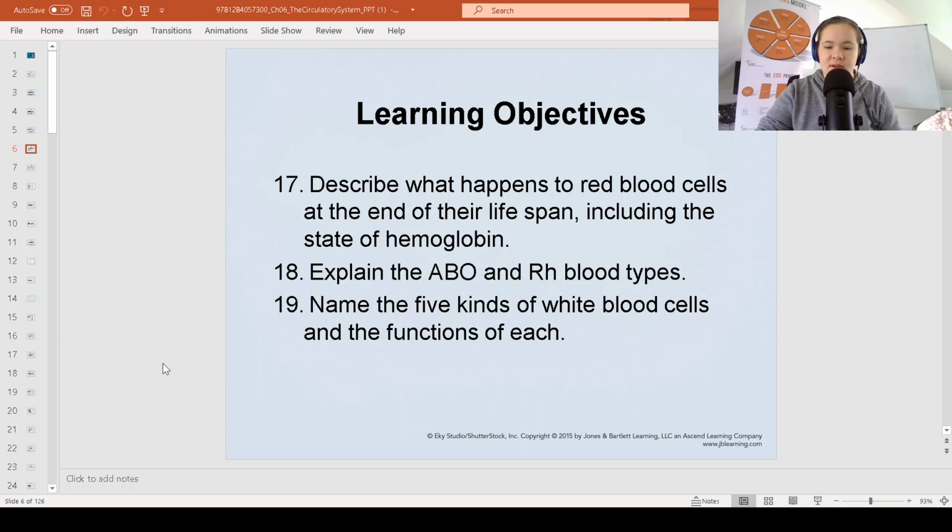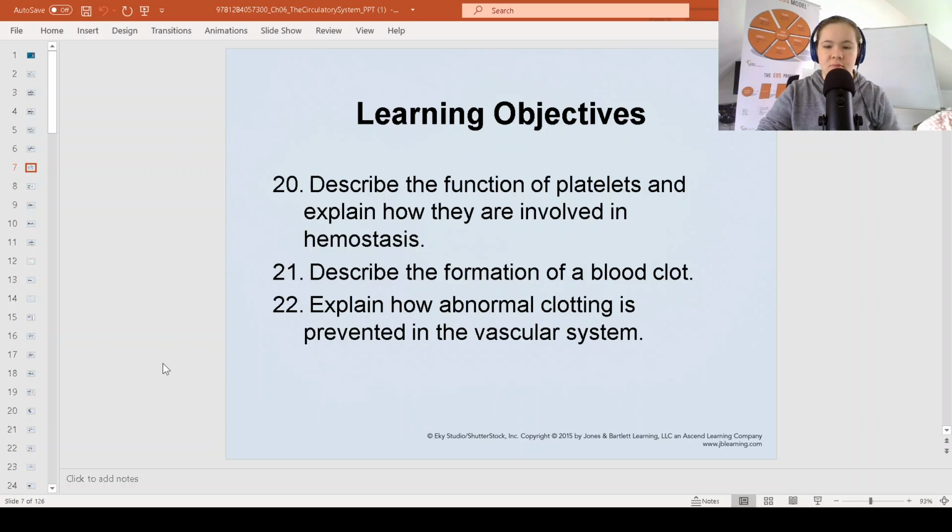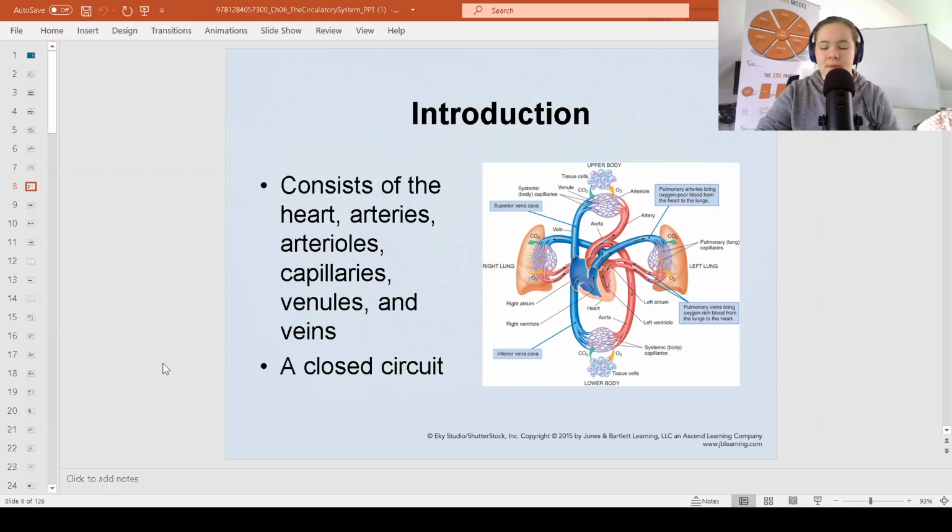Name the 5 kinds of white blood cells and the functions of each. Describe the function of platelets and explain how they are involved in hemostasis. Describe the formation of a blood clot and explain how abnormal clotting is prevented in the vascular system.